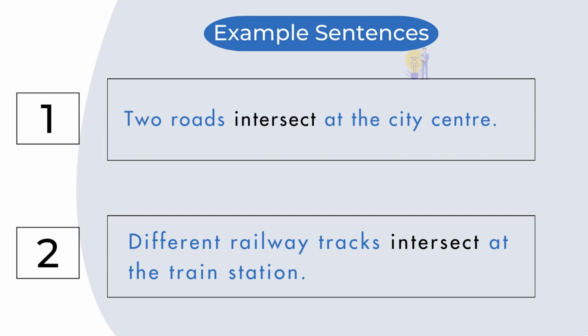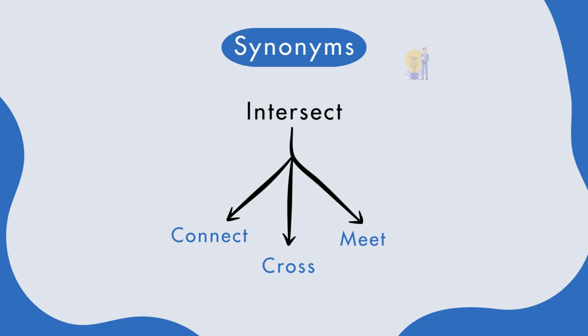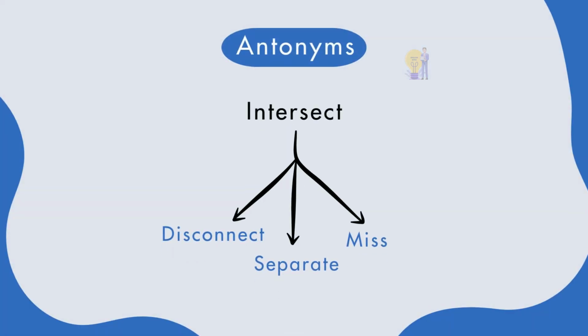The example sentences are: number 1, two roads intersect at the city center. Number 2, different railway tracks intersect at the train station. Synonyms of intersect are connect, cross, meet. Antonyms of intersect are disconnect, separate, miss.